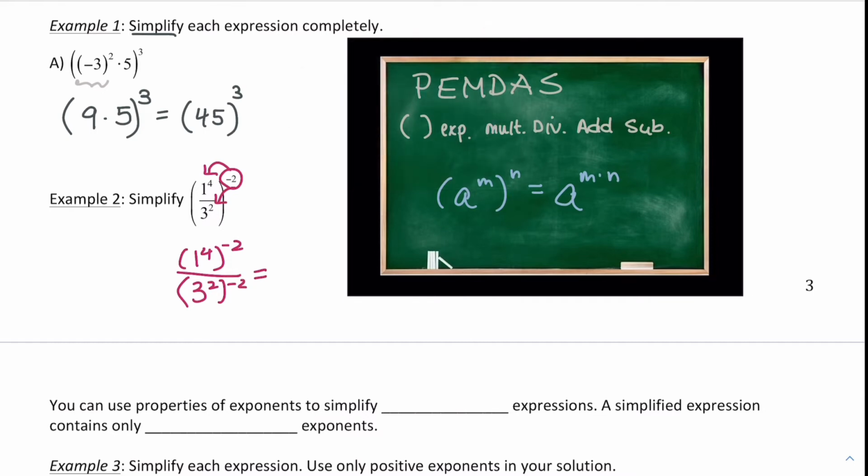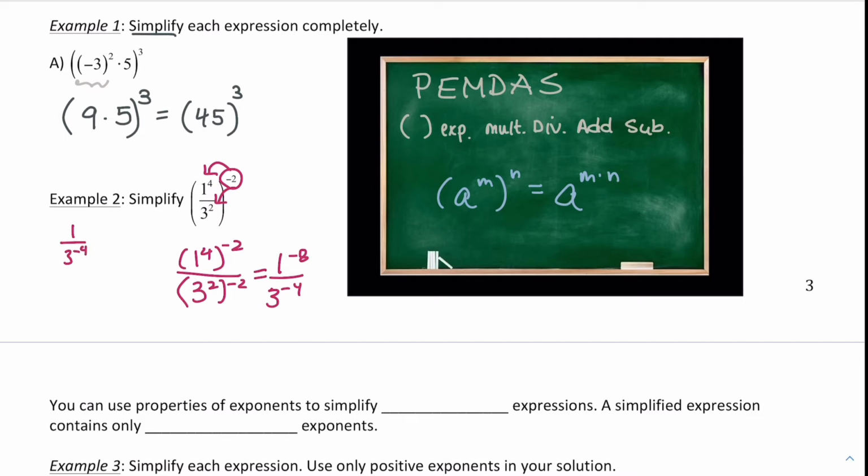Okay, so what we're going to get here is 1 to the 4 times negative 2, which is 1 to the negative 8 power. And then on the bottom, we're going to get 3 to the negative 4 power. Now, 1 to any power is just going to be 1, so this thing's going to simplify to 1 over 3 to the negative 4 power.